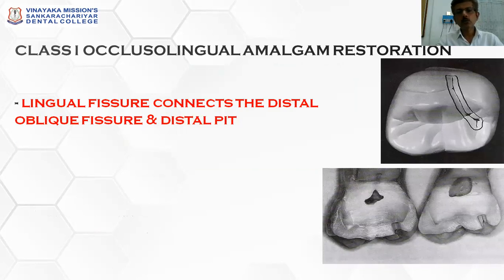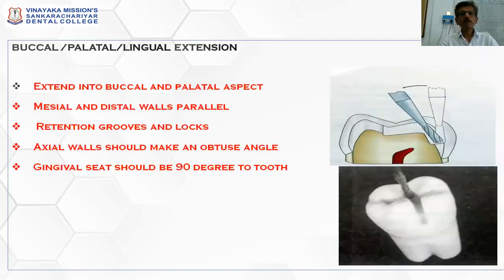Now, class 1 occlusolingual amalgam restorations. We'll just get a little bit into this. Wherein the lingual fissure connects the distal and oblique fissures as well as the distal pit. Then you have buccal palatal lingual extensions, wherein there is an extension of the cavity into the buccal as well as palatal aspect. I think most of you would have done it in your preclinical and sometimes in third year.